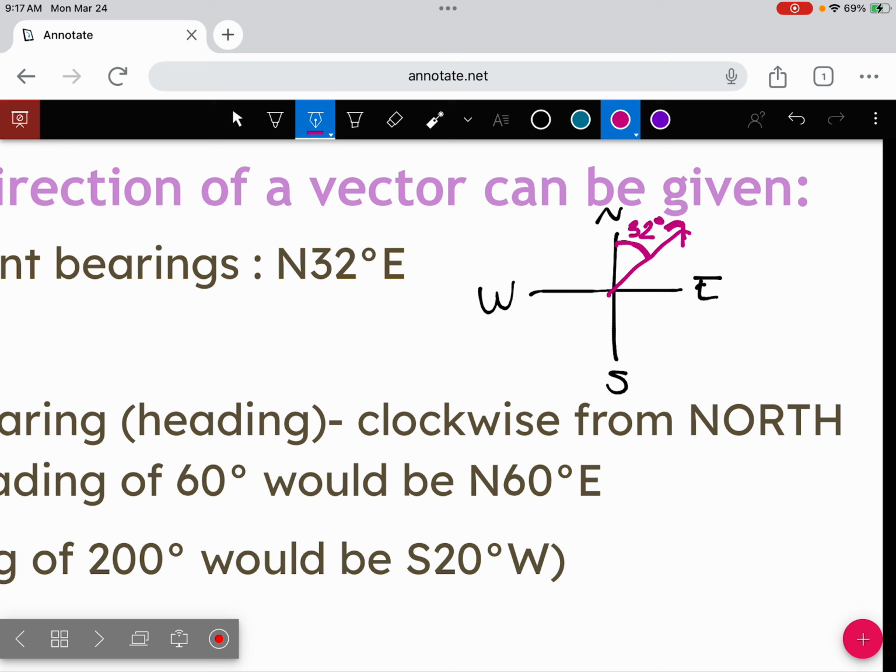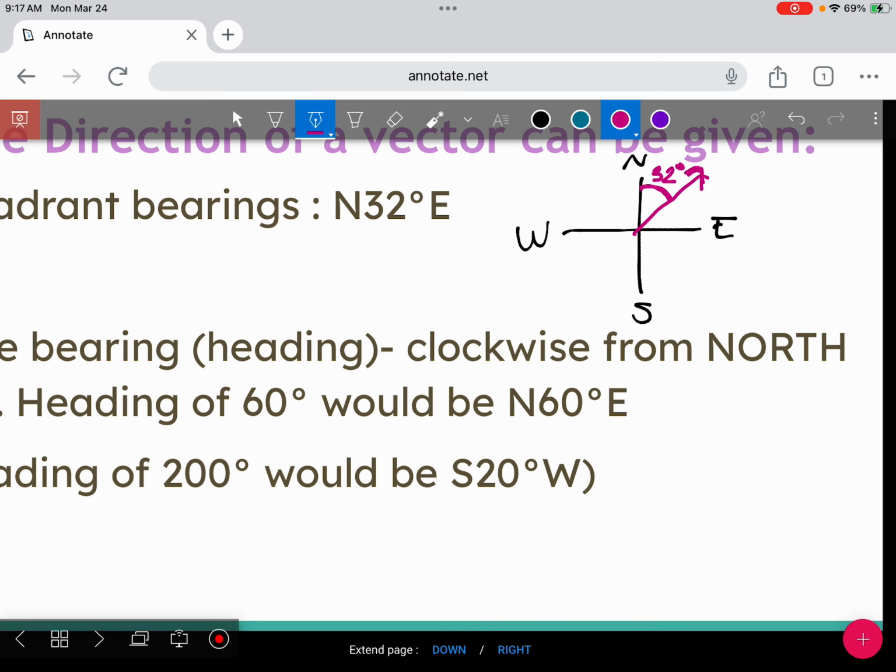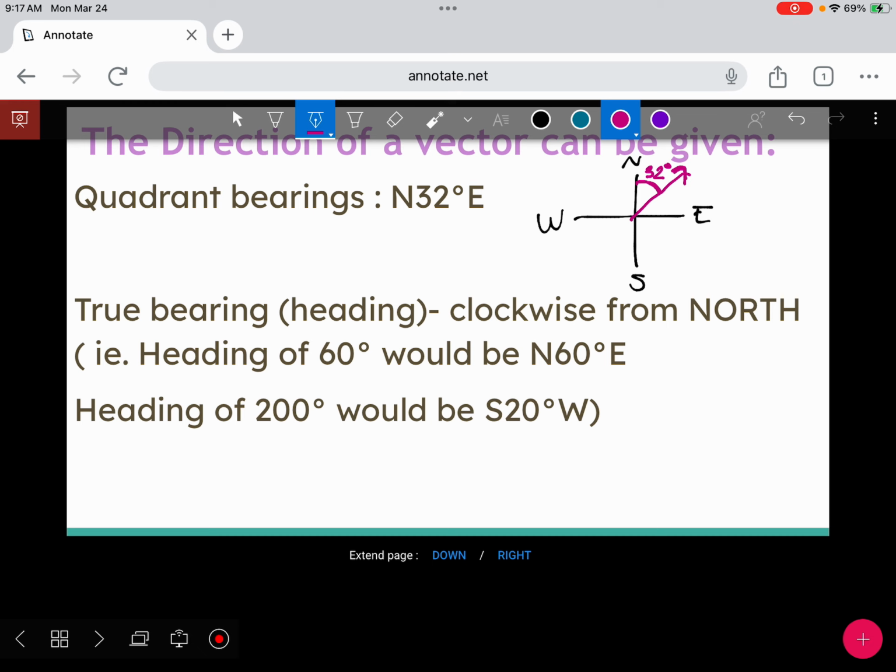And then there's also something called a heading. You hear that a lot in pirate movies. Where's my heading? Jack Sparrow says it a lot. We have a heading, that kind of stuff. And what that is, that's just a bearing, but only from north. So it only goes north and east, and so it's just going to have bigger angles. So a heading of 60 degrees would be north 60 east.